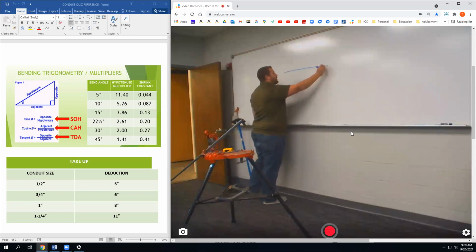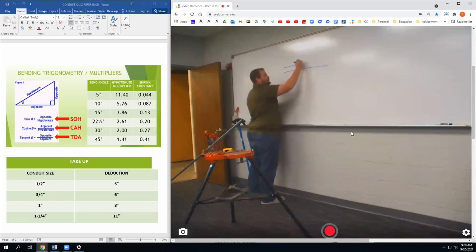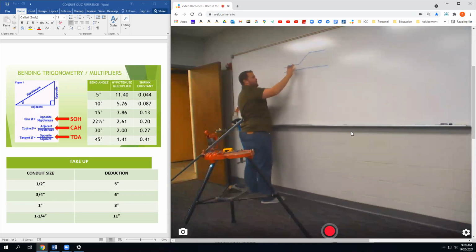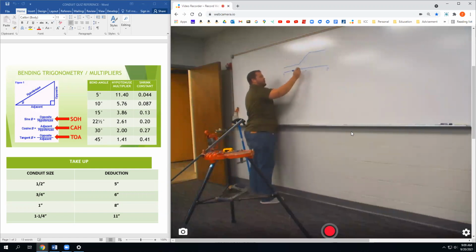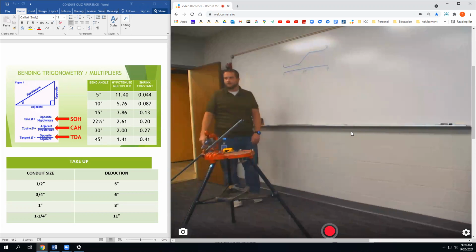So with a flat piece of pipe, if I turn this into an offset, the pipe itself is actually going to shrink up a little bit this way. So if this was 10 feet to here, by the time I measure this to this, it's going to be a little less than 10 feet, right?